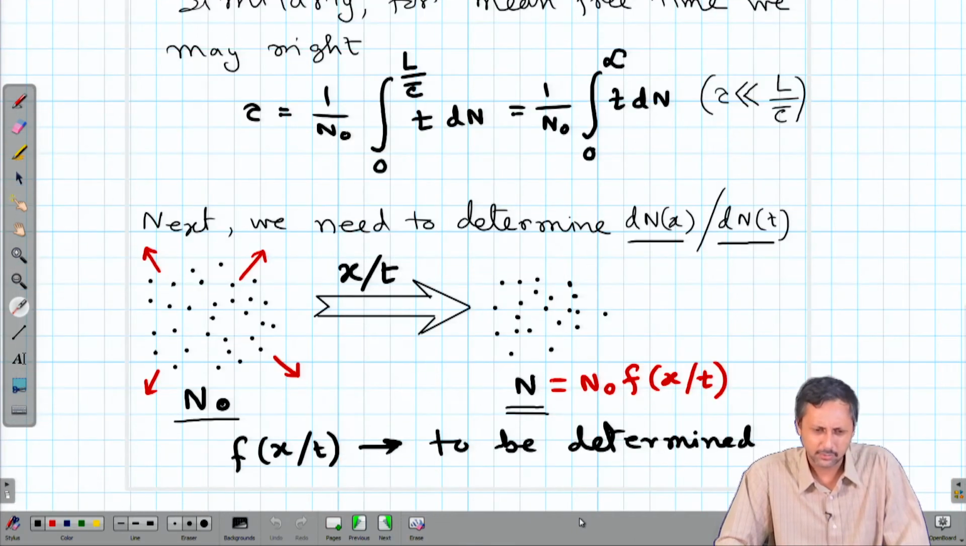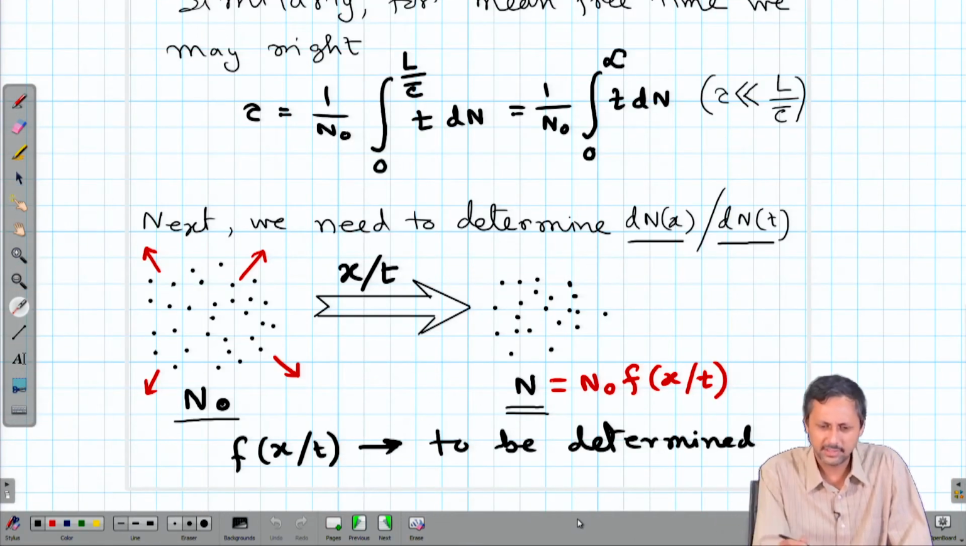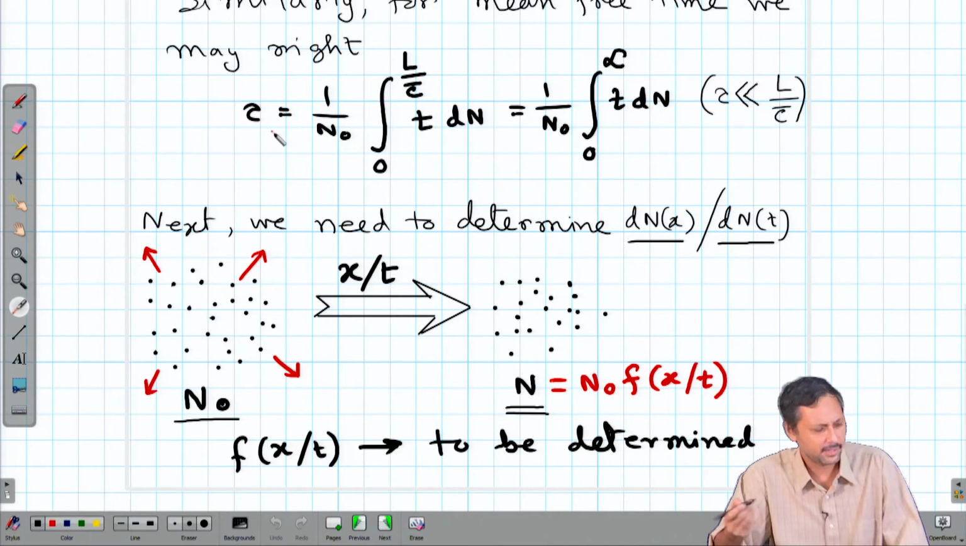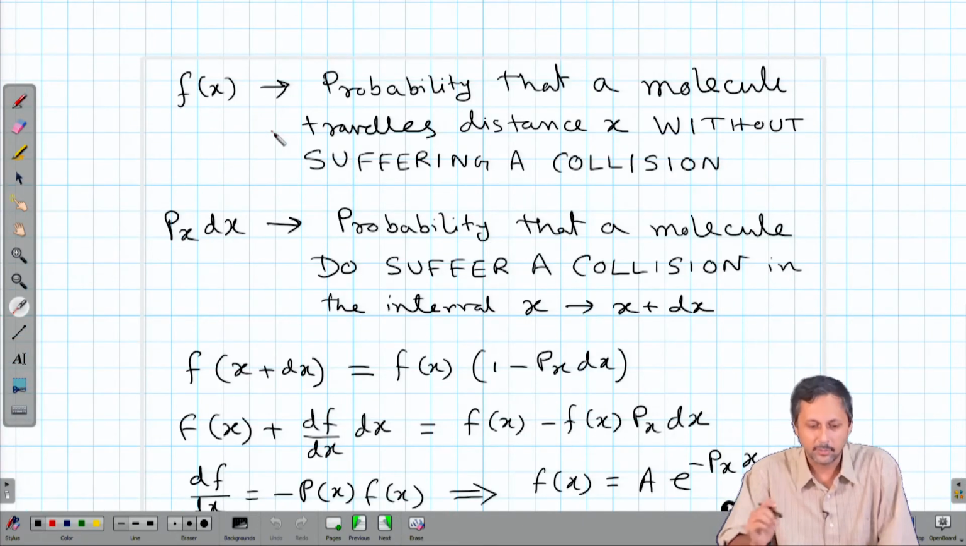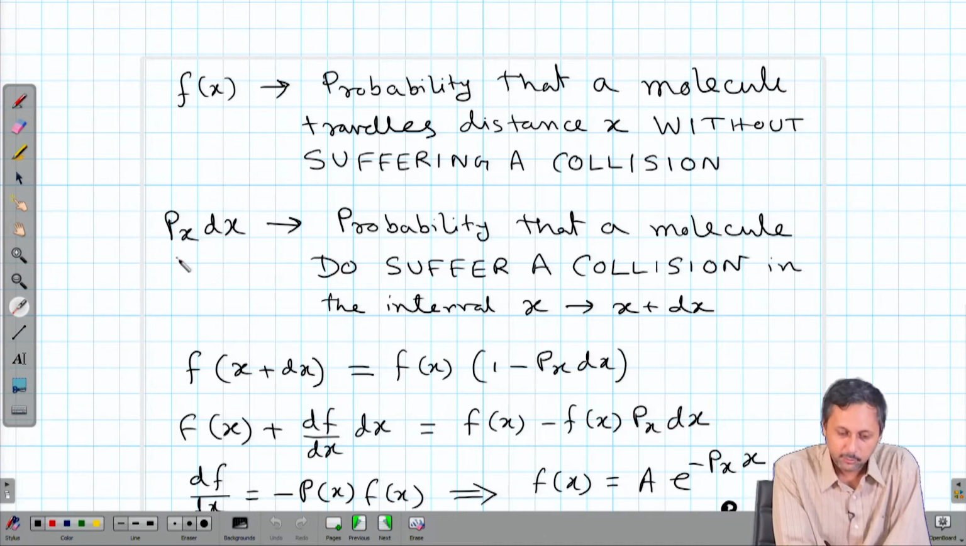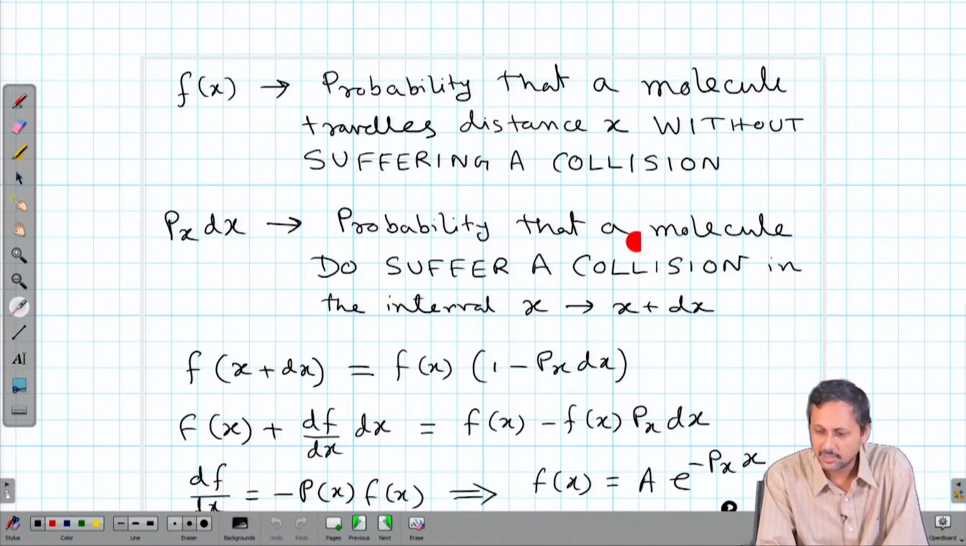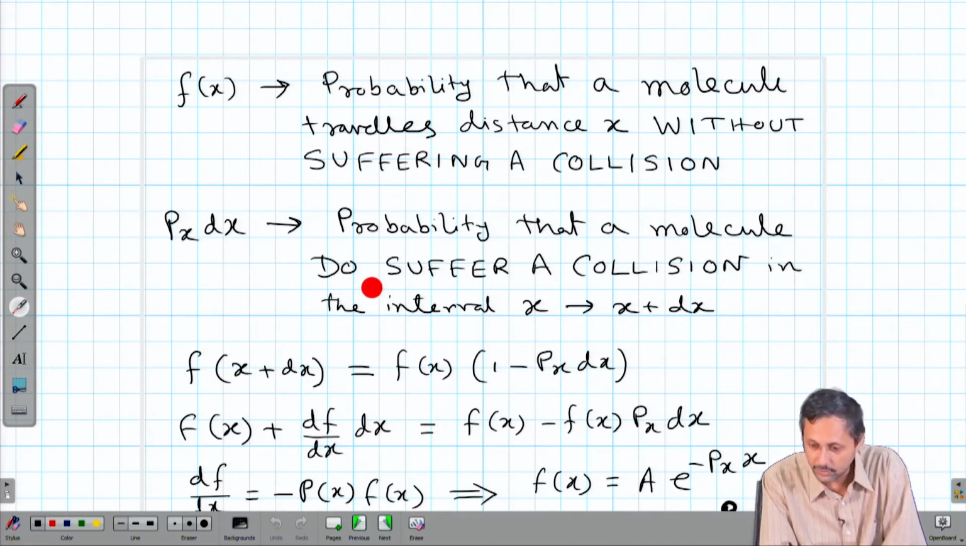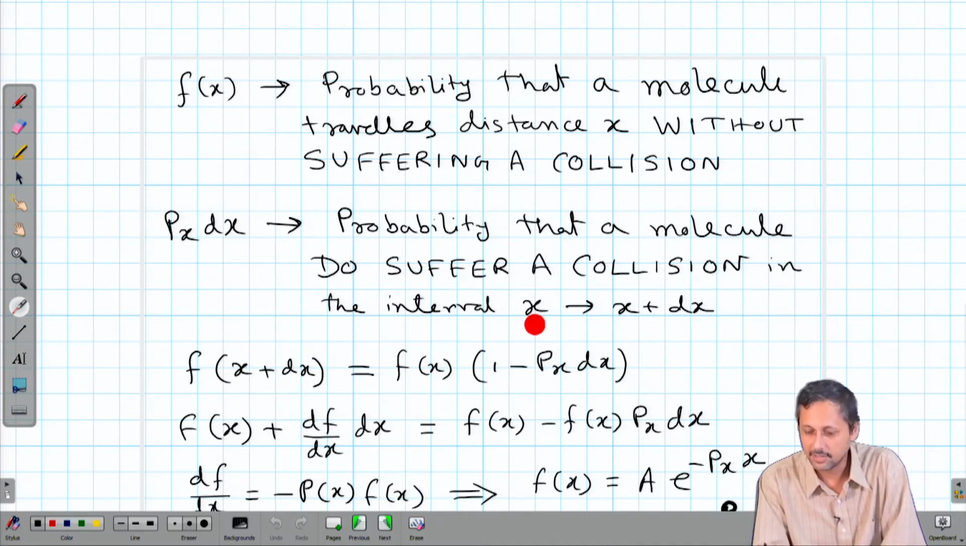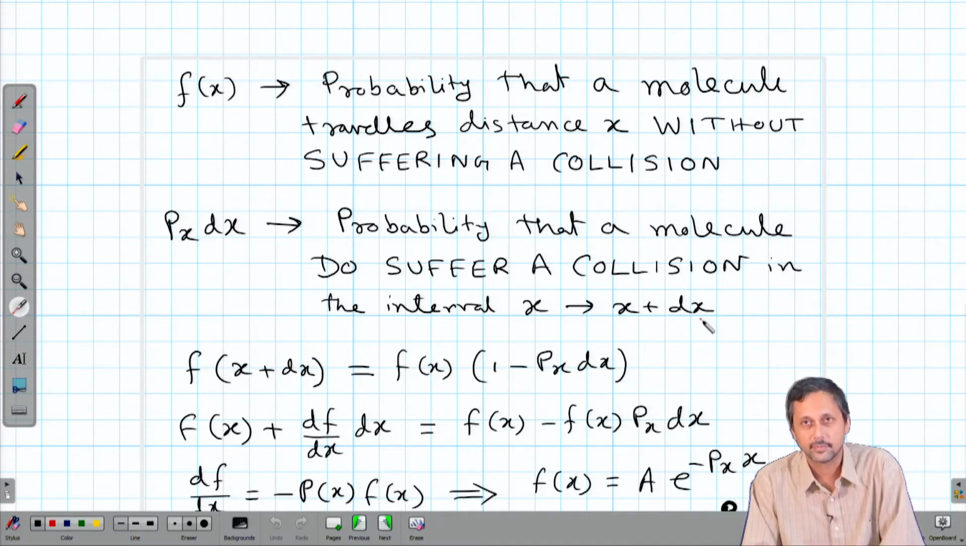We can do that, of course, but we will see later that tau and lambda are strongly correlated to each other. So, we can work with either f t or f x, and any of them will do. Anyway, now at the same time we introduce a new parameter, p x dx, where p x dx is the probability that a molecule does suffer a collision in this interval x to x plus dx.